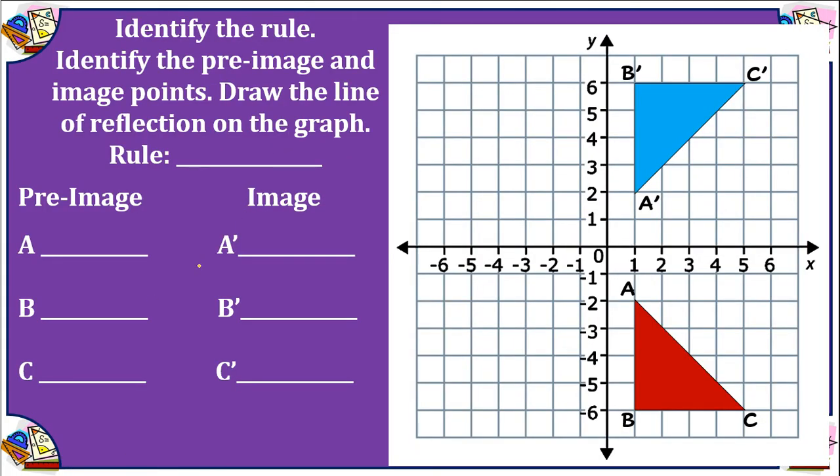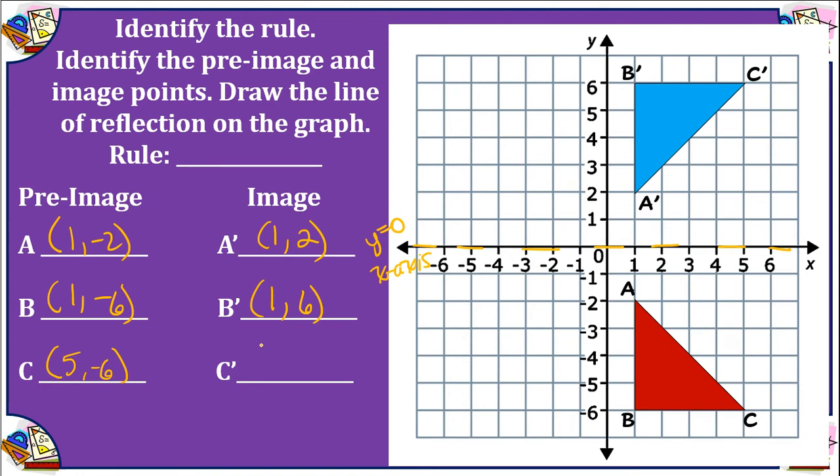Okay, so let's take a look, and when they have asked us to write the rule, we see that this is a reflection, and we can see that it did reflect across the x-axis, which is y equals 0 or x-axis. And we are going to identify A is 1 comma negative 2, B is 1 comma negative 6, and C is 5 comma negative 6. Our A prime is 1 comma positive 2, B prime is 1 comma positive 6, and C prime is 5 comma positive 6.